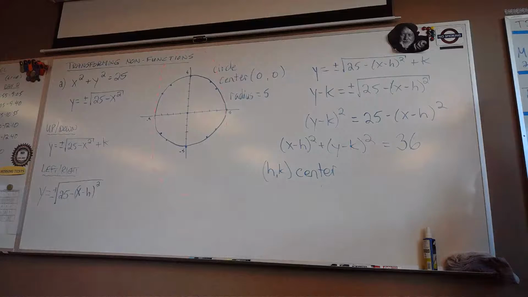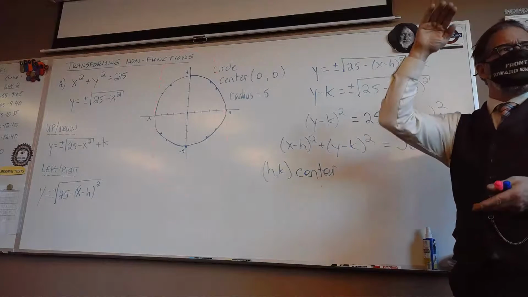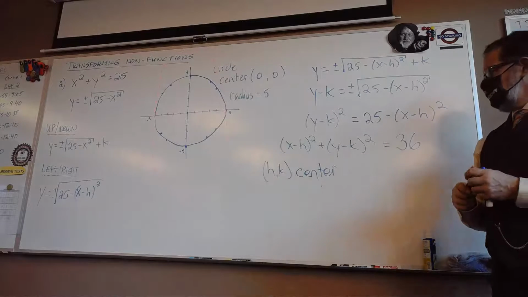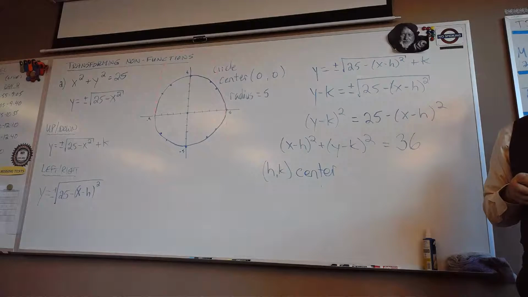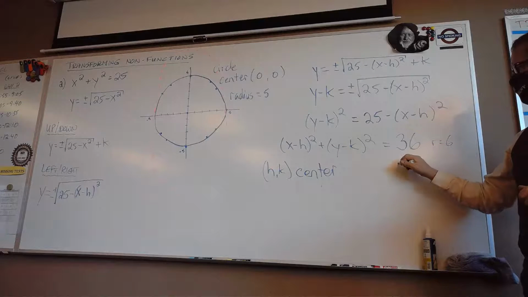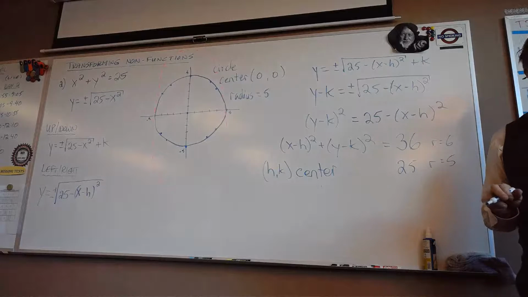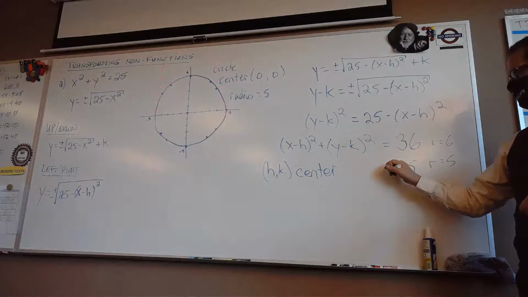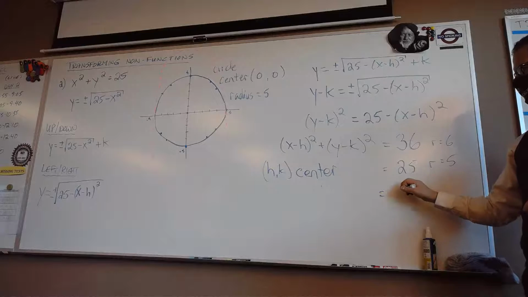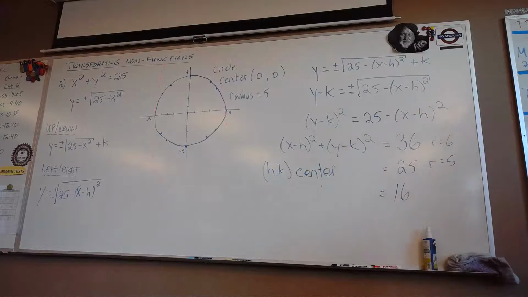What's the radius? Easy way to check is going to be to make h and k equal to 0 and then look at where it goes to. What's the radius? 6. When it was 25, the radius was 5. Why don't you make this equal to 16 and tell me what the radius is? 4.